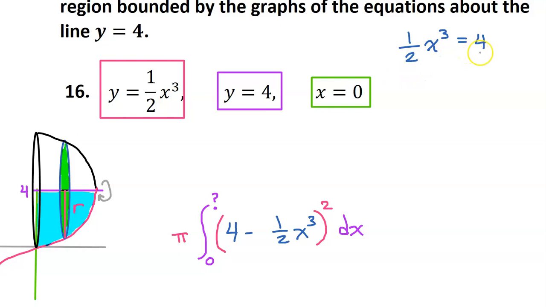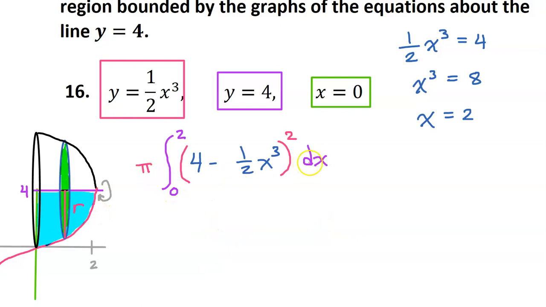Setting the two equations equal to each other, we have 1/2 x to the third power equals 4. Multiplying both sides by 2, we have x to the third power is equal to 8. Taking the cube root of both sides, we get x is equal to 2. So this is the x-coordinate of the intersection between the two curves. So that tells us that the second limit of integration is going to be 2. The disks are stacked up from left to right, 0 to 2.